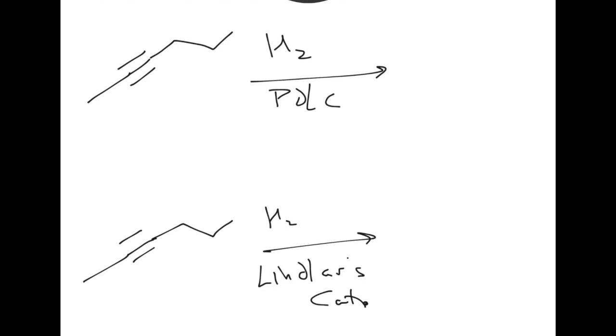So what am I going to get for the first one? Yep. So you're just going to end up with, I've got 1, 2, 3, 4, 5, 6 carbons. So I'm just going to end up with hexane. And then what am I going to do for the second one? What am I going to do with Lindlar's catalyst? Yeah, so you'll go from a triple bond to a double bond. And will that double bond be cis or trans? Cis. Yes.